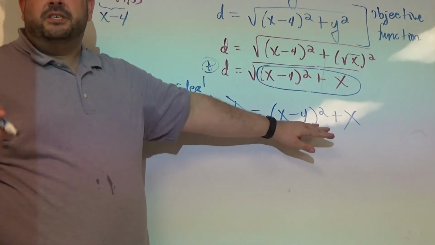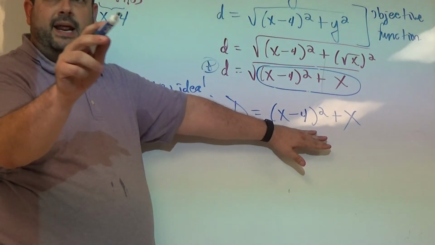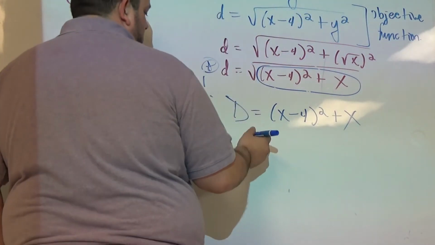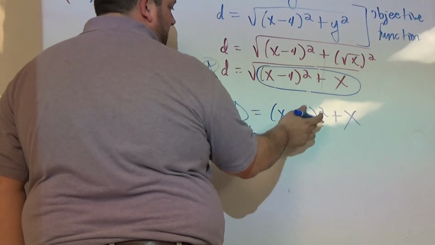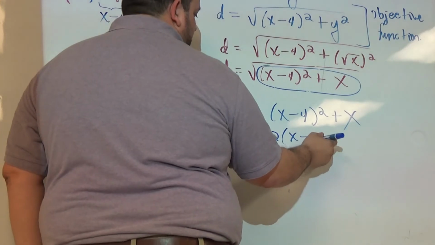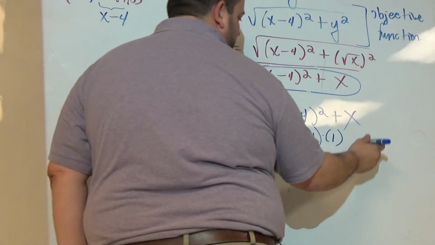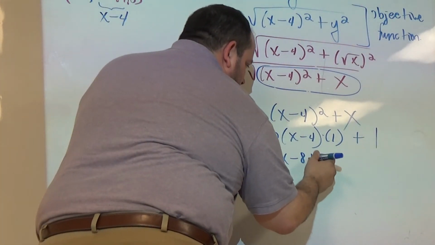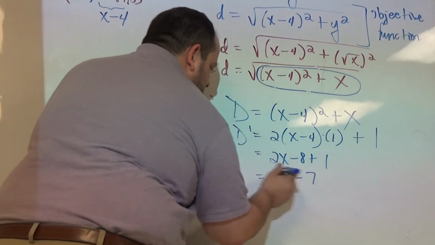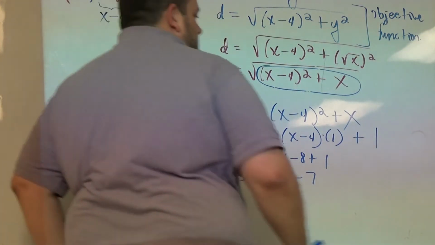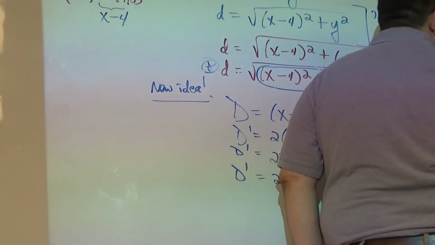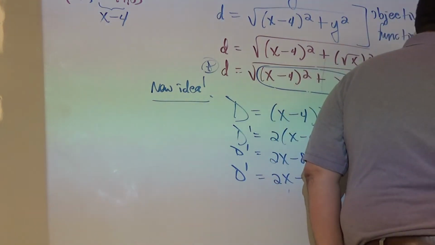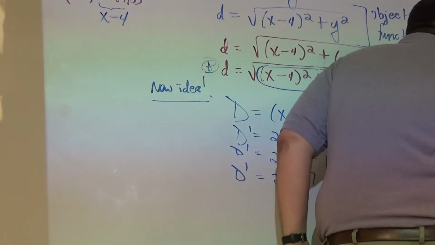I'm curious, is pretty much everybody expanding this, multiplying it out? Okay, you're taking the derivative using the chain rule? I'm going to go with the chain rule, which means D prime, I've got stuff squared. So 2 times x minus 4 times the derivative of the stuff plus 1. So D prime is 2x minus 8 plus 1. D prime is 2x minus 7. For my people that are expanding, you're going to get x squared minus 7x plus 16, and D prime is 2x minus 7.